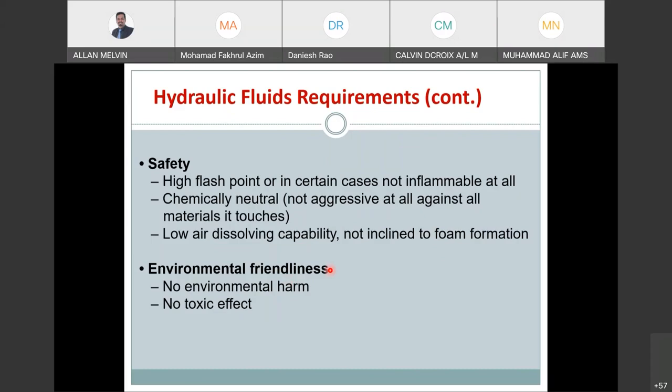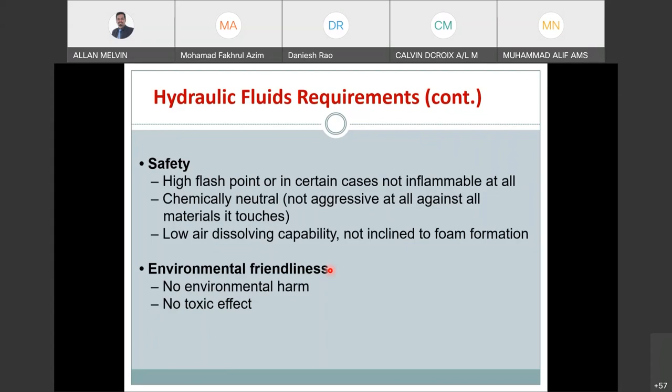We often see it on the news. Okay, this company, they are just channeling it to the river. So it caused a lot of damage. Because inside the river or sea, we have more life. We have fish that we consume daily, and all the other stuff. I think most of us eat fish, right?